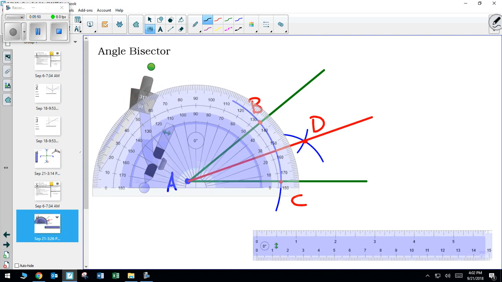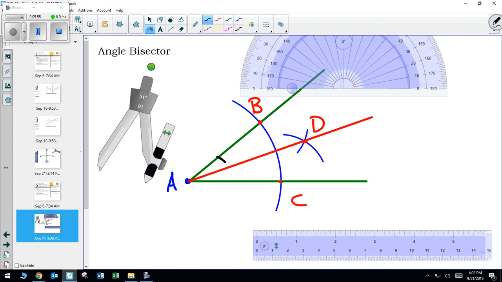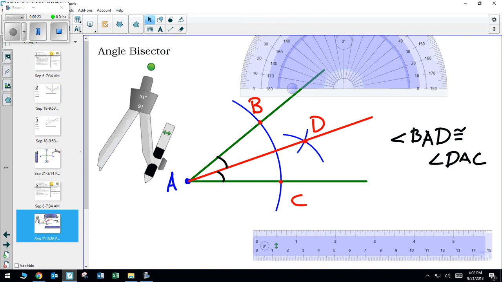So I can see that with my angle bisector, this angle is congruent to this angle. Or you could write the same as, say, angle BAD is congruent to angle DAC, because they're the same length, or angle measurement. And those are the last two constructions of Chapter 1, Topic 2.